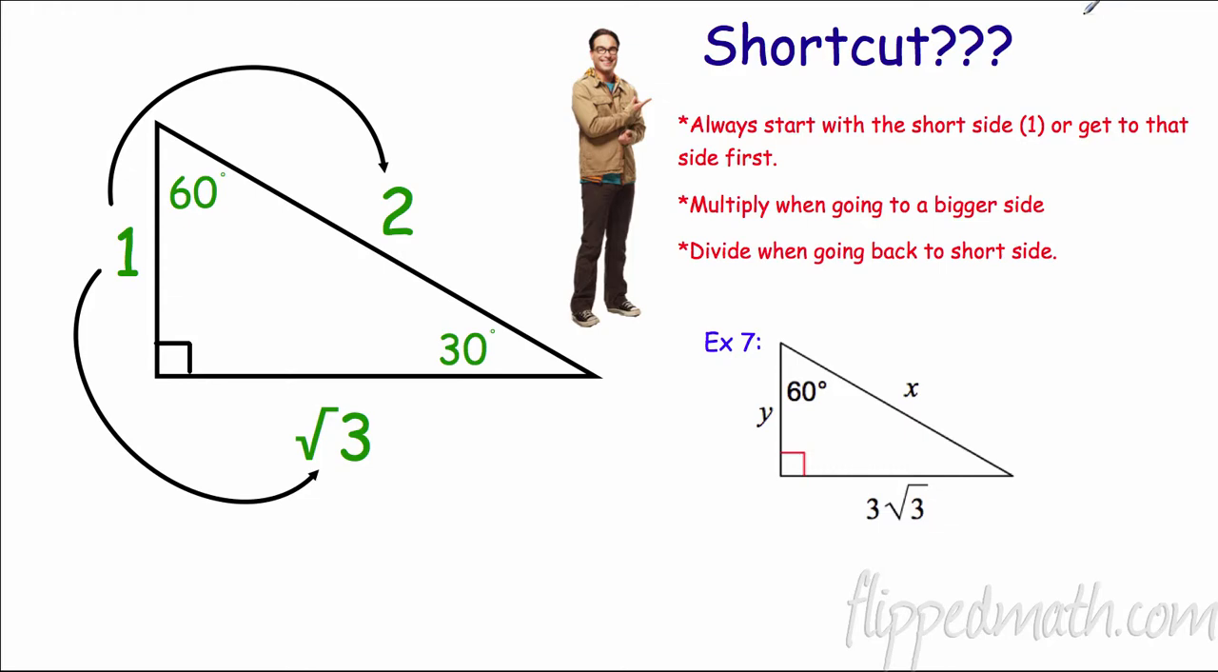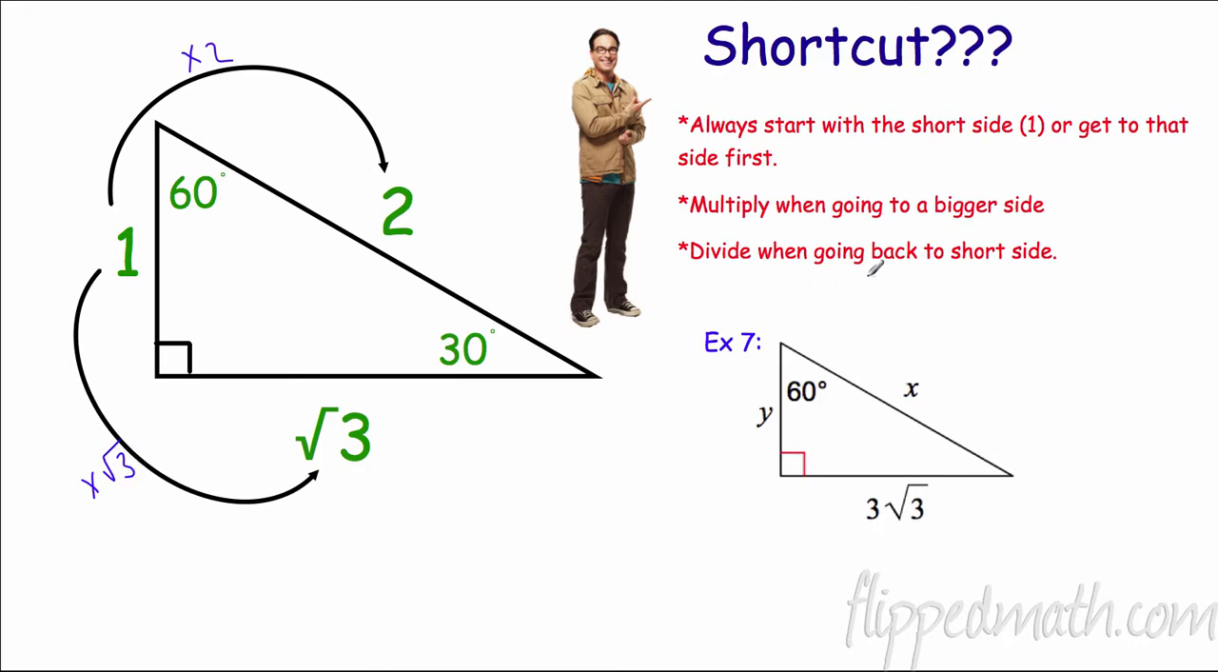Lots of you always ask me for shortcuts. So, shortcut: always start with the short side, or get that side first. I'm looking at using the 1 because 1 is a very nice number to work with. We're going to multiply when we go to a bigger side. So, for example, if I start with 1, when I go to the big side, I'm always going to multiply by 2. If I'm going from the short side to the middle side, I'm always going to multiply that number by radical 3.